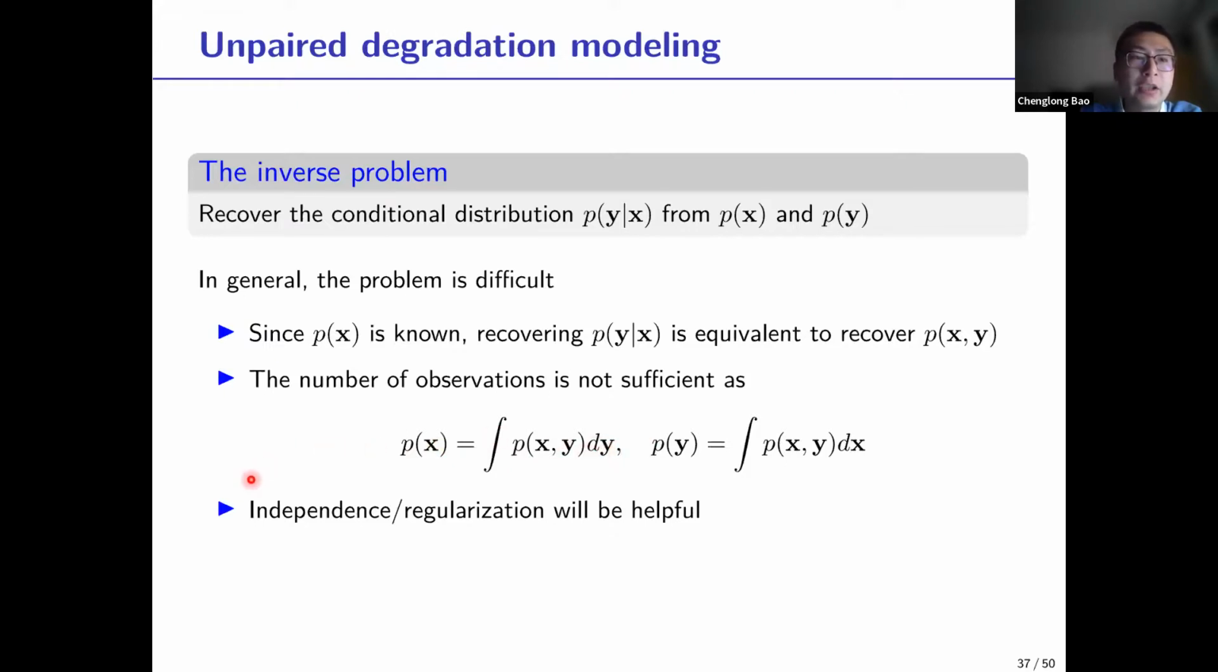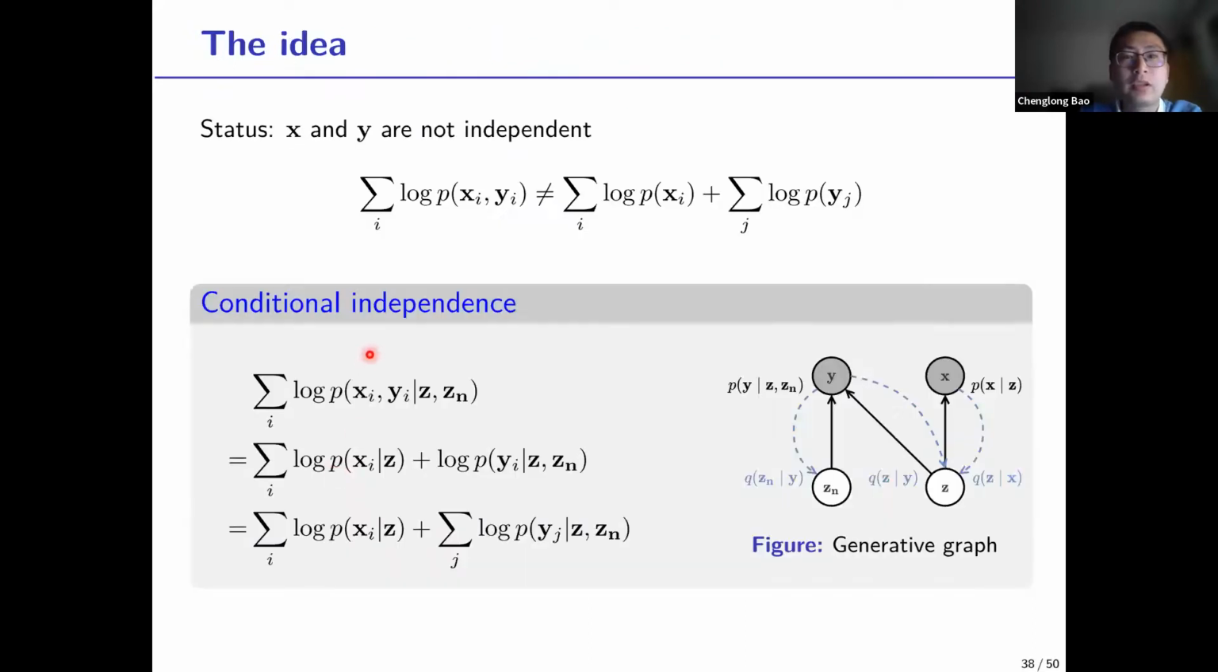To handle this case, we need to make some independence assumptions, or some regularization would be helpful. In our method, we adopt independence assumptions. This is very straightforward, because if x and y are independent, then the joint distribution of x and y is equal to Px times Py. In this case, the log likelihood can be decomposed as the log likelihood of Px plus the log of Py. But in image processing, we know that x and y are correlated, because x is the clean image and y is the noisy image. So they are correlated, which means that this identity does not hold.